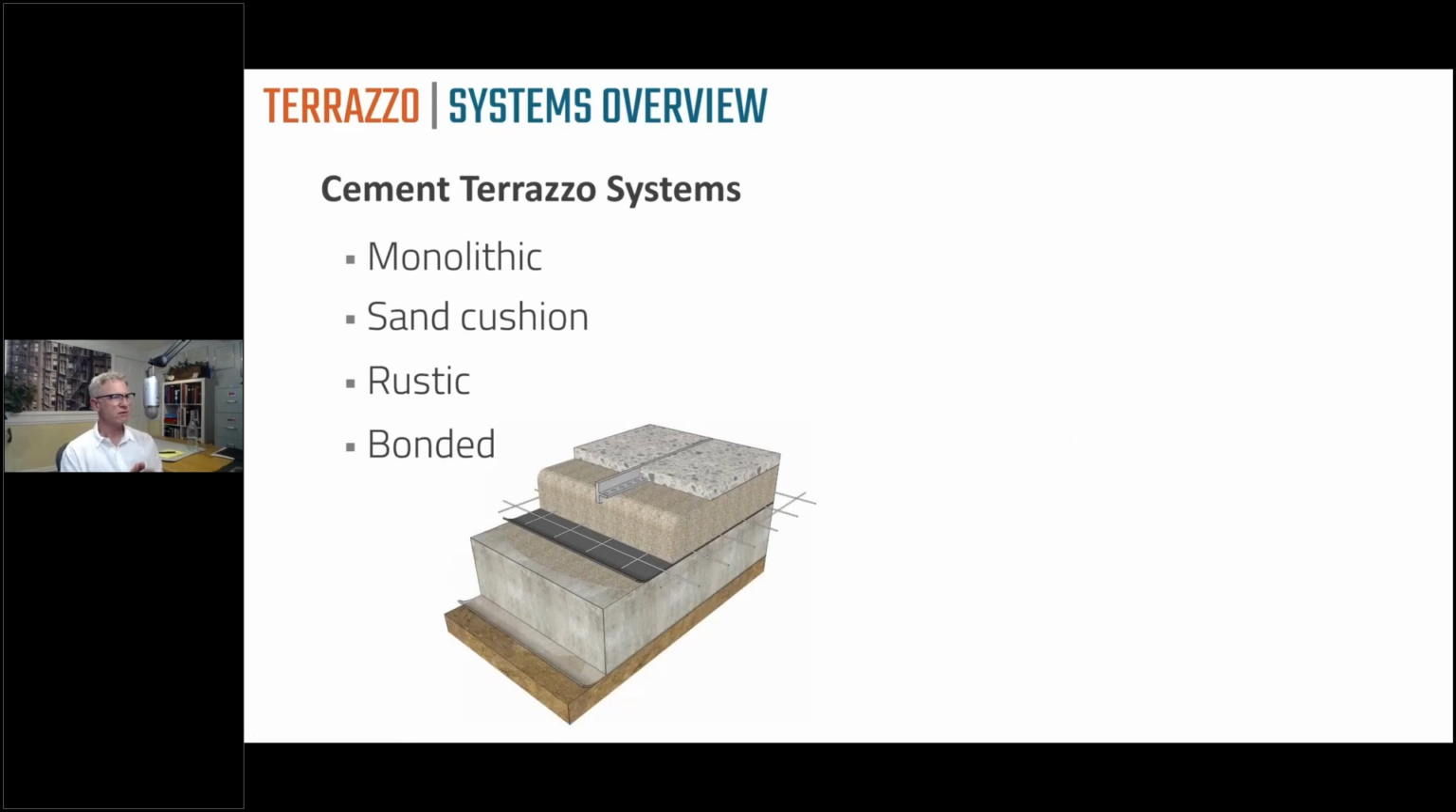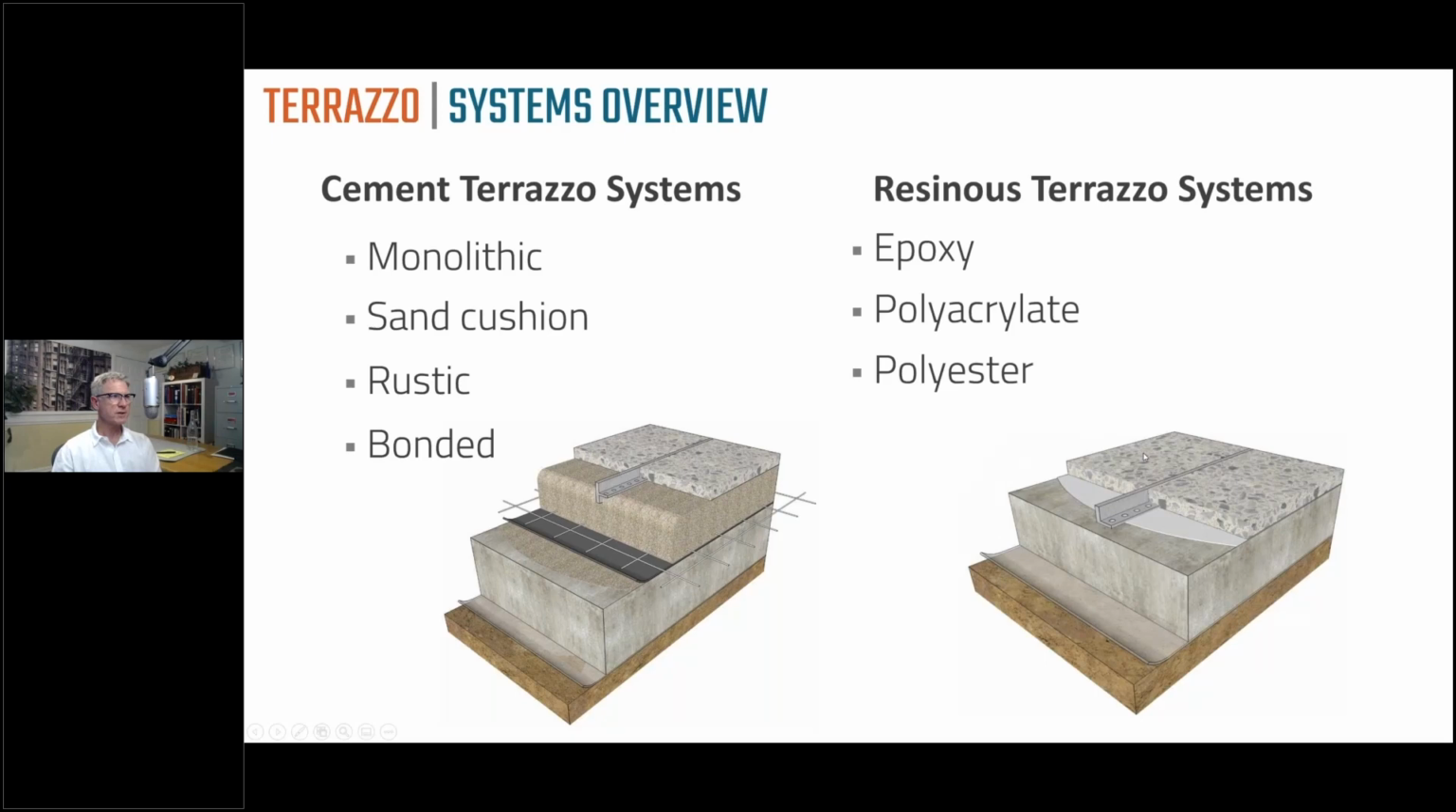So let's get into the overview. Let's look at cement systems versus resinous systems. The examples on the left: monolithic, sand cushion; rustic, which is an exterior type of terrazzo with the aggregate not ground to a very smooth profile at all. So exterior, you definitely need slip resistance.